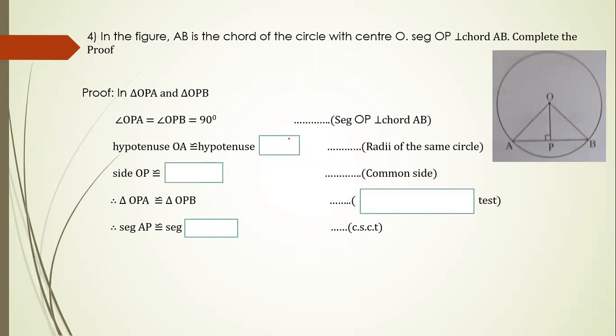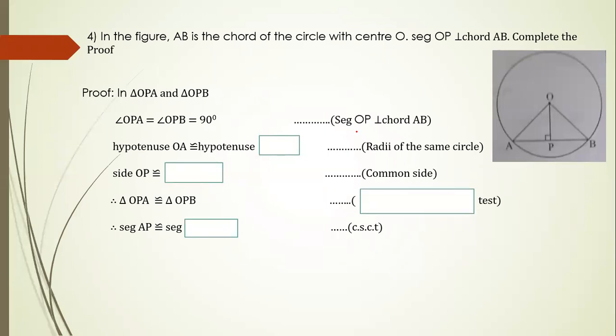So they have written the proof also, and we have to just complete this proof. So let's start. Proof. In triangle OPA and triangle OPB. Now let us see where are these triangles. Triangle OPA. Can you see this triangle OPA? And the next one is triangle OPB. This one. Okay. Angle OPA is equal to angle OPB equal to 90 degree.